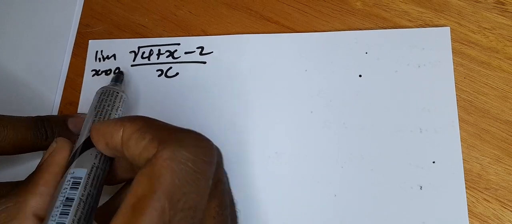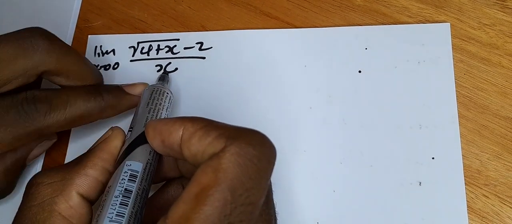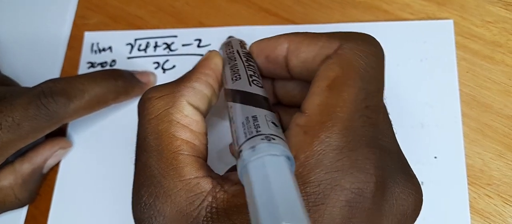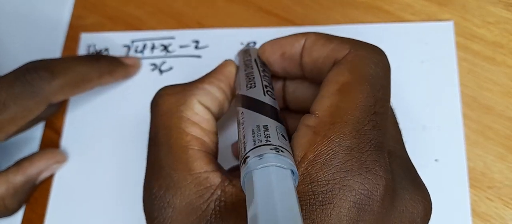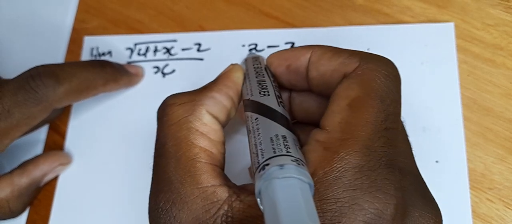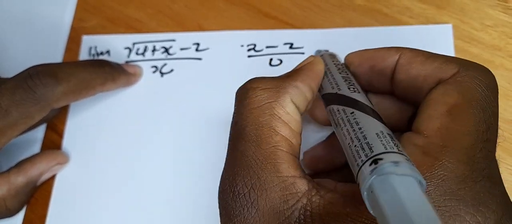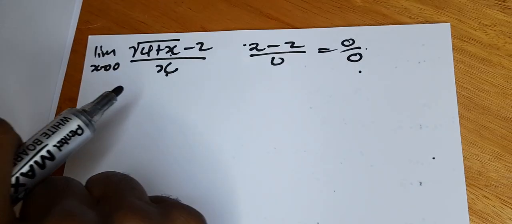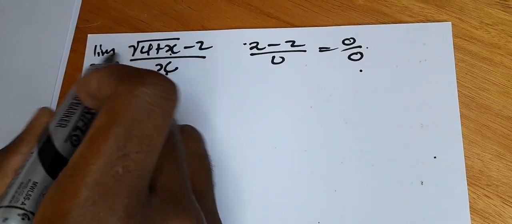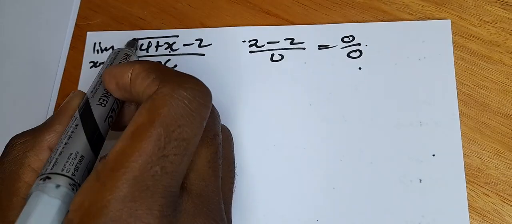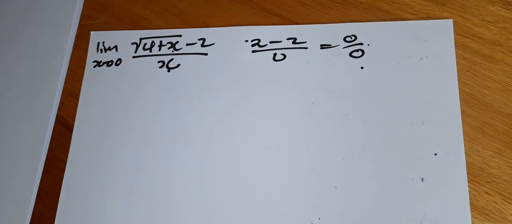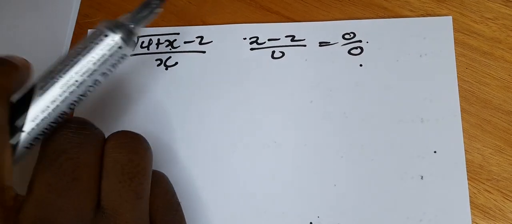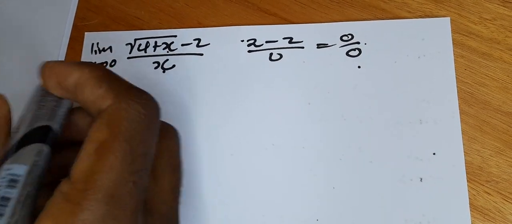When I substitute my 0 here, I'm going to get 0, and substituting 0 here, I'm going to get the square root of 4, and the square root of 4 is 2, minus 2, and then all over 0. This is 0 over 0, and this is not allowed. So now we have to do something. Since we have a square root here, we need to do a rationalization. So how can we rationalize if we have something like this?